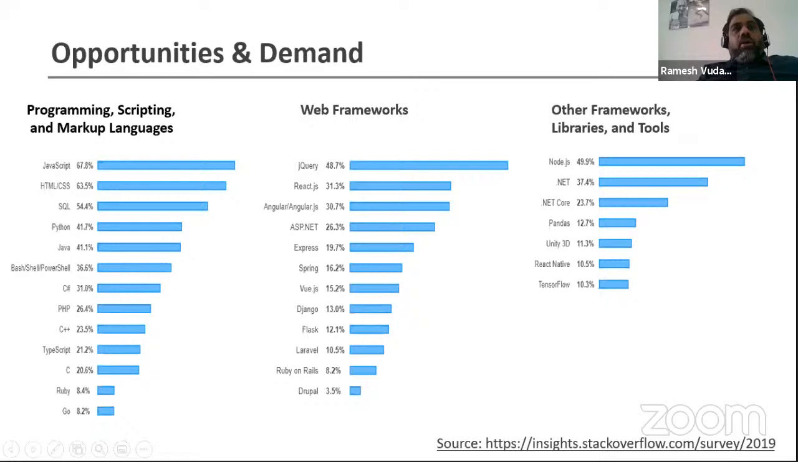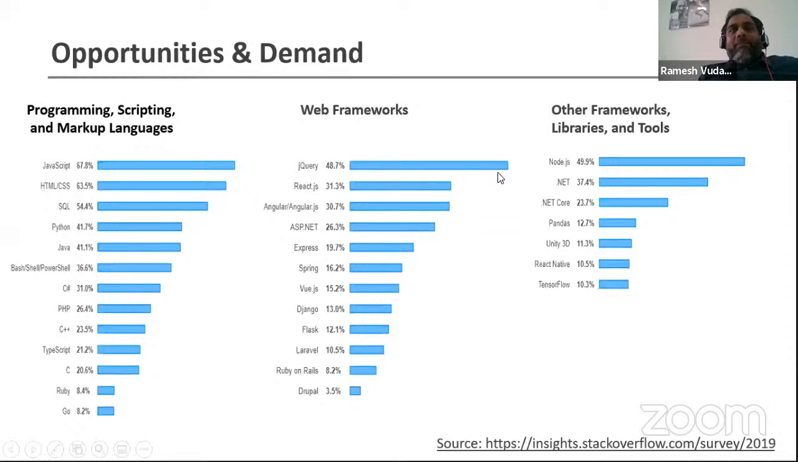Now on the other side, programming languages, web frameworks, and other frameworks and libraries. 67.8% of the 90,000 responses said that they know JavaScript. 63.5% said they know HTML. 54.4% know SQL. Then 41.7% know Python. 41.1% use Java. So think about this when you are creating your profile targeting a new job opportunity. This is the area you need to focus on: Python, Java, SQL, JavaScript.